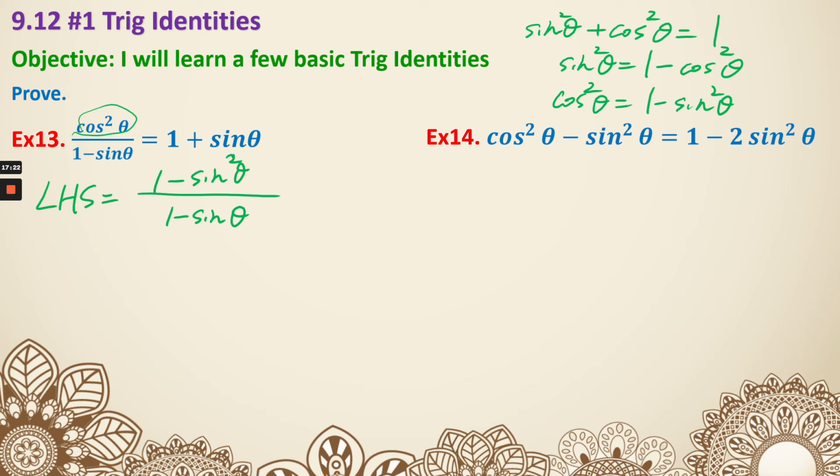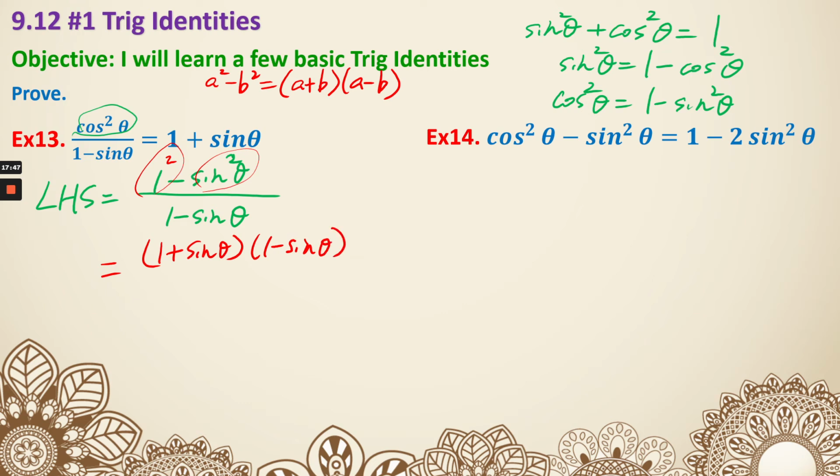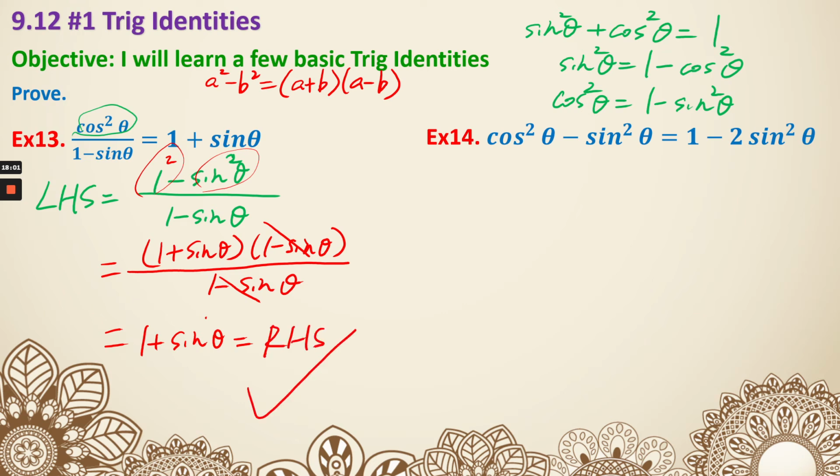Now here's something you may have forgotten. If you look at the top, 1 is basically 1 squared. So this is a perfect square minus a perfect square. We have learned that a squared minus b squared can be factored into a plus b times a minus b. So the top will actually become 1 plus sine theta times 1 minus sine theta, and the whole thing over 1 minus sine theta. So 1 minus sine theta cancels, and we only have 1 plus sine theta left, which is the right-hand side. So we just finished our proof.